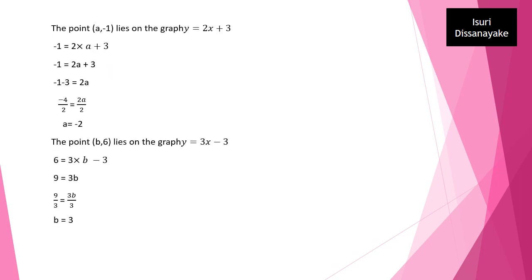Next example, the point a, minus 1 lies on the graph y equals 2x plus 3. So the input here is a and the output is minus 1. So let's work out minus 1 equals 2 times a plus 3. Use algebra, then it's minus 4 equals 2a. You're going to remove 2 from a, so we divide both sides by 2, and a is equal to minus 2.